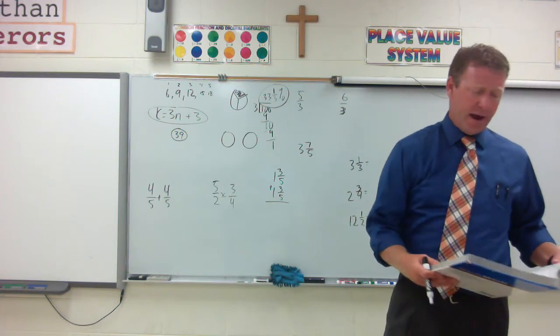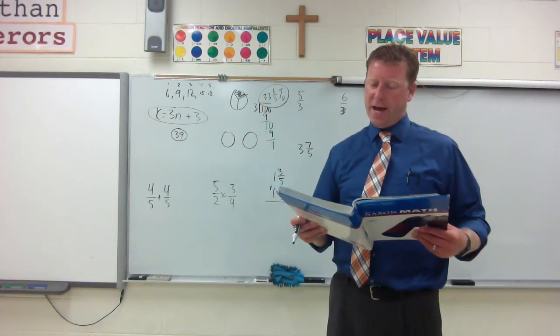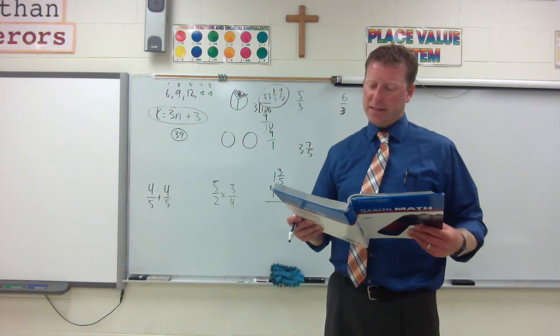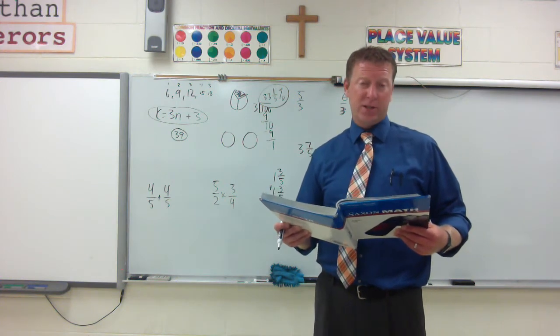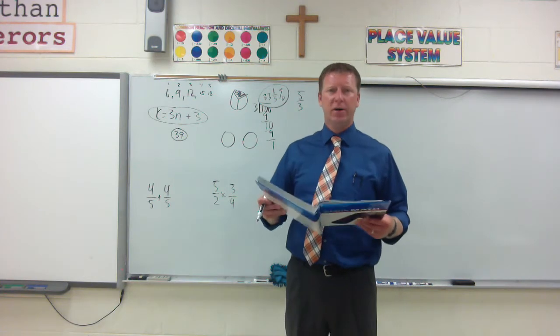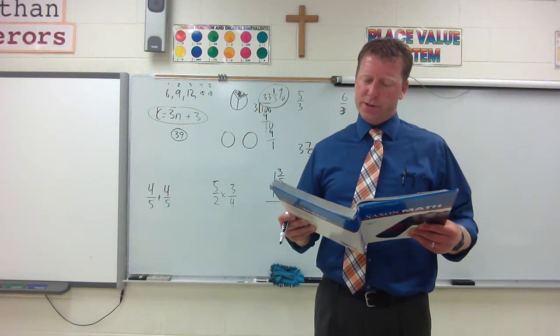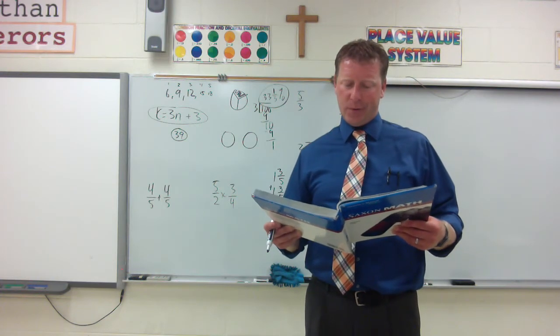Okay, improper fractions. It says a fraction is equal to 1 if the numerator and denominator are equal and are not 0. Here we show fractions that are equal to 1. 2/2, 3/3, 4/4, 5/5, go on forever. They're always equal to 1. A fraction that is equal to 1 or is greater than 1 is called improper fractions.